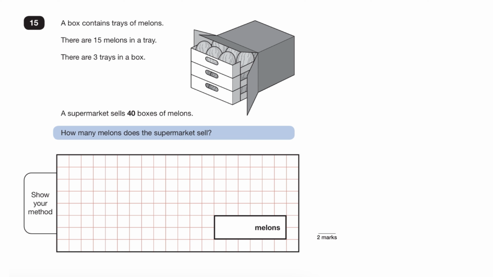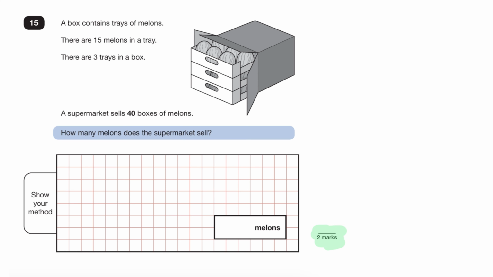And again, let's have a look at this one and think straight away. We should see that it just looks like this hidden arithmetic. We've got 2 marks, so we're going to need to do 2 things. A box contains trays of melons. We can see that here. 15 in a tray, and there's 3 trays in a box. So for me, that's just screaming multiplication straight away. A supermarket sells 40 boxes of the melons. How many do they sell? So how many is always making me think addition and multiplication.